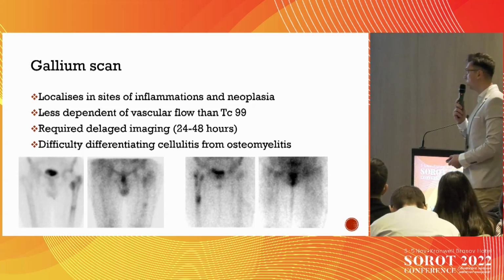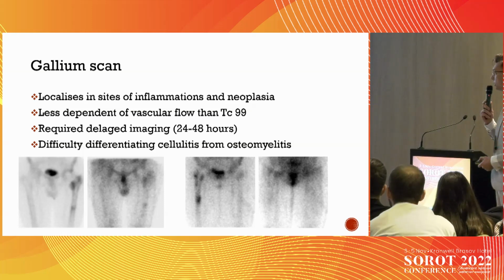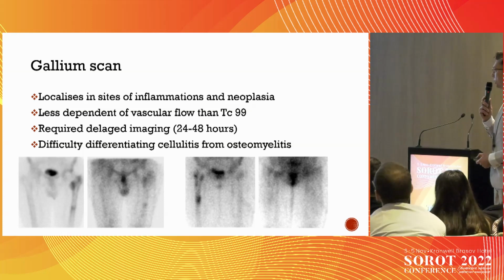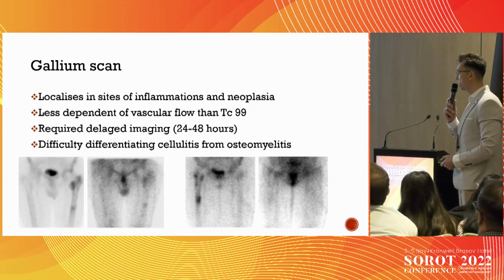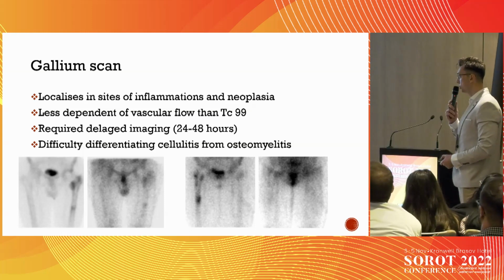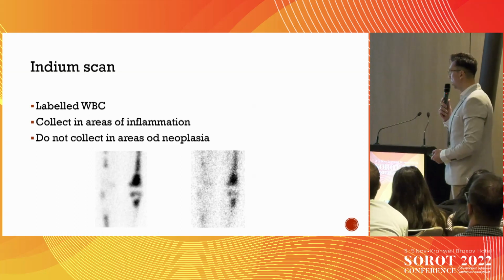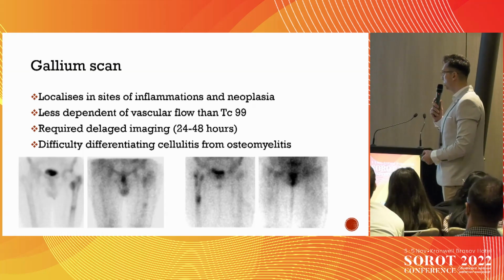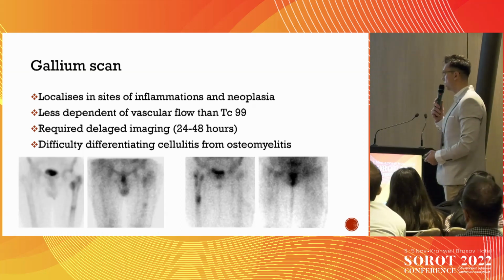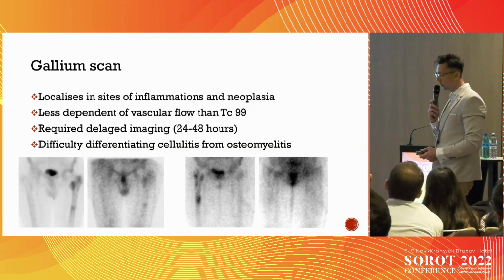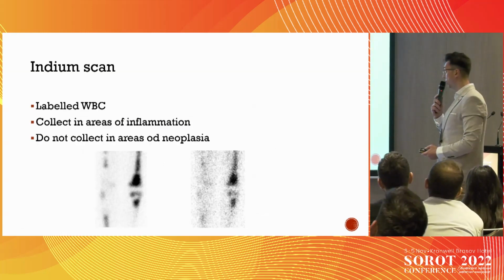For example, here on the left picture, we have hyperactivity in the left hip on the technetium scan, but the gallium scan doesn't show increased activity, so we can exclude osteomyelitis. Here on the right picture, we have hyperactivity on the technetium and gallium scan, so we have high suspicion for osteomyelitis.